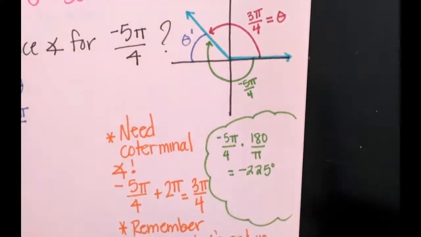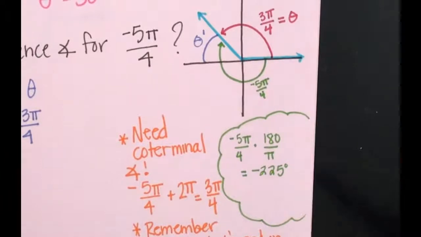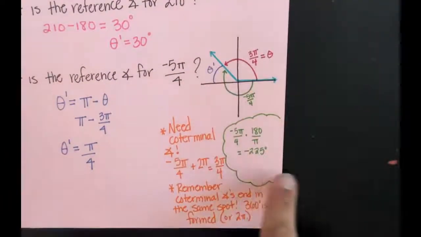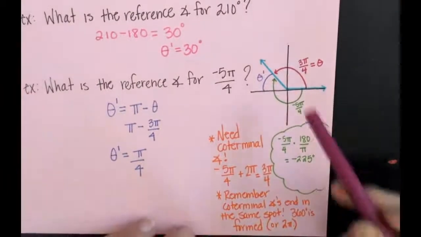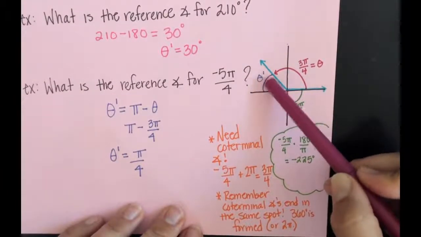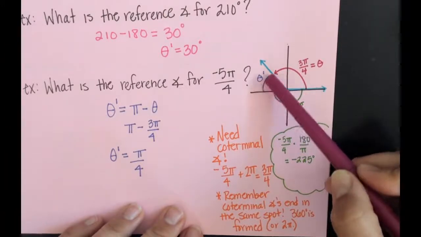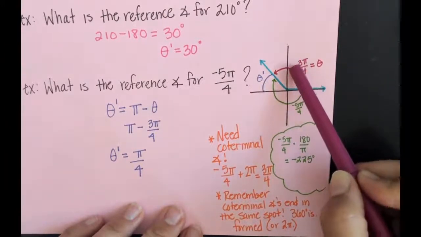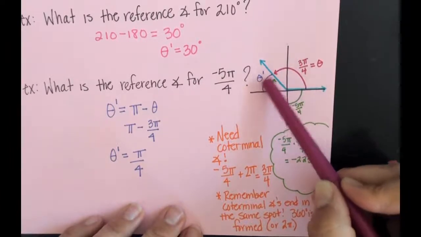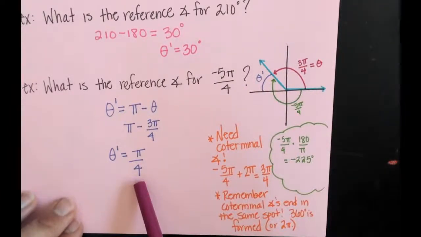So coterminal angles end in the same spot. That's where that 360 degree idea comes from, or that 2 pi. So in order for me to figure out what this reference angle is, I need to figure out what this difference is to the x-axis. Well, if it's 3 pi over 4 to get to here, what's left is pi over 4.